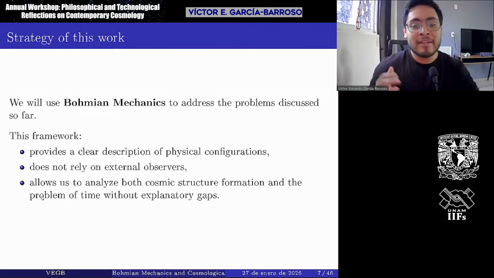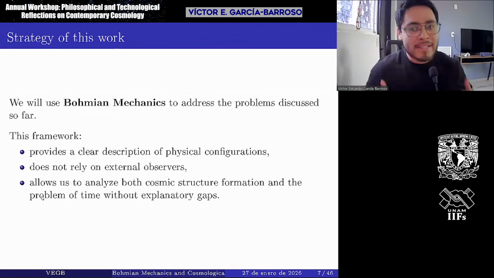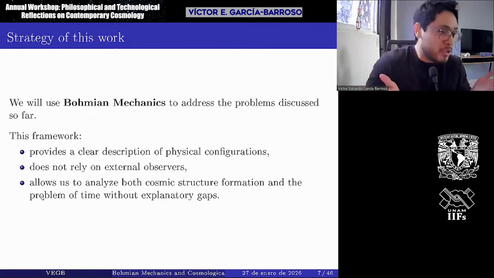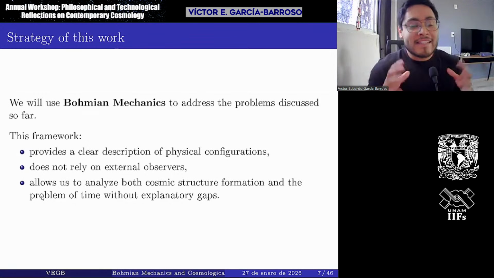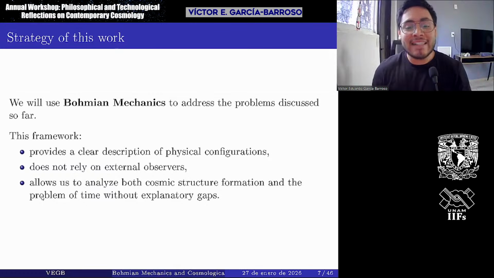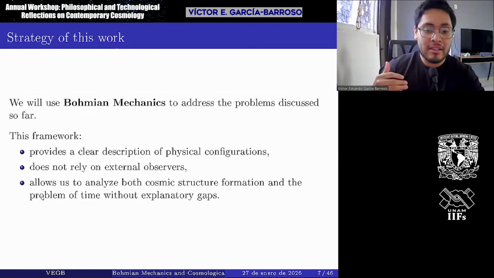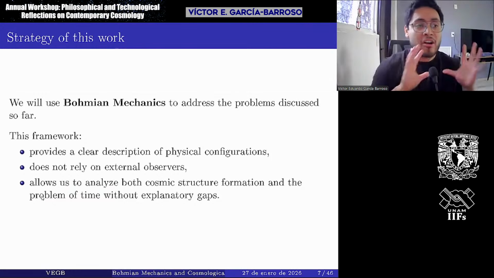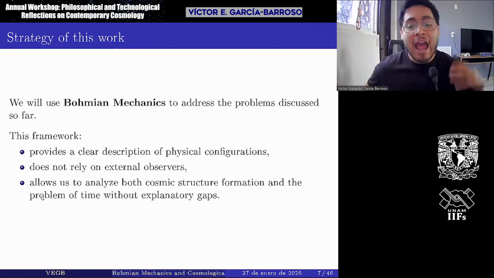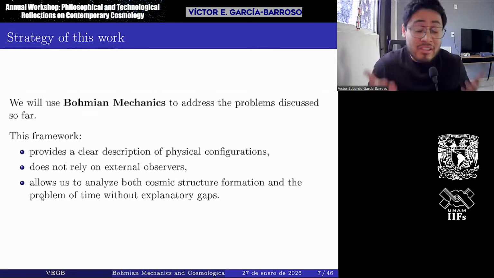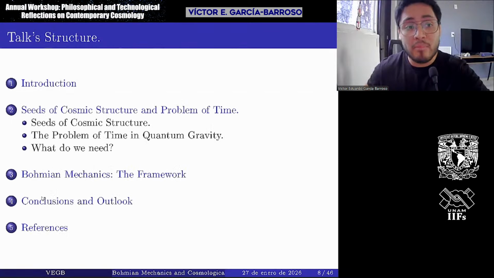So, this brings us to the goal of this presentation. I will argue that Bohmian mechanics is one of the best tools, though there are others, to do this. Unlike the standard view, Bohmian mechanics gives us a clear physical picture. It describes actual configurations, not just probabilities. It works perfectly well without observers. And this allows us to explain how cosmic structure forms and how to recover time in quantum gravity. And this solves the problem left by the standard approach. And this will be the whole structure.